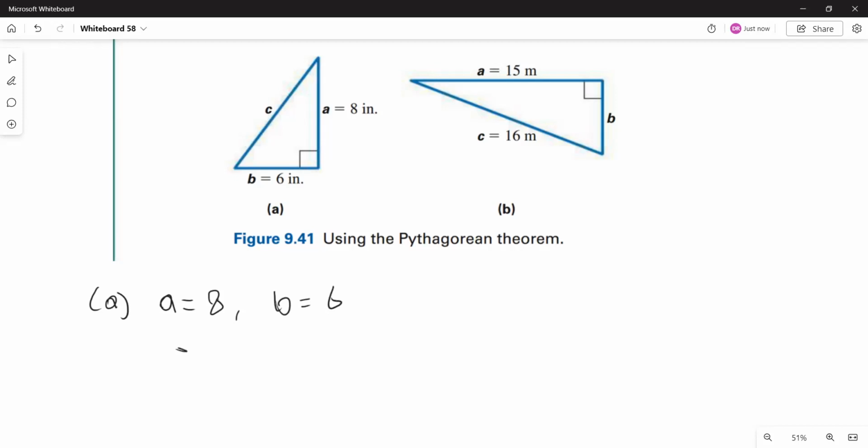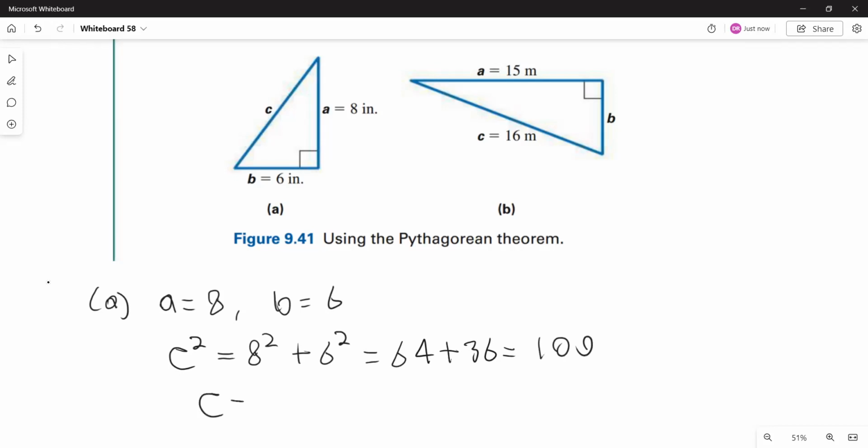So the square of the hypotenuse will be the sum of the squares of the legs. So a squared is 64, b squared is 36, and 64 plus 36 is 100. So if c squared is 100, c is going to be 10, and that's going to be 10 inches.